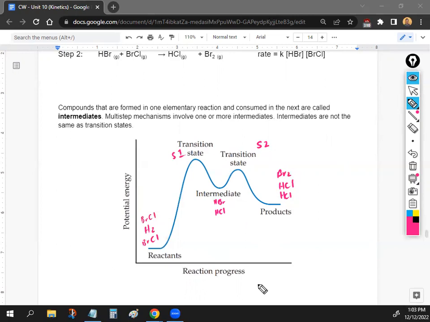Yes. It's not an intermediate because it ends up as a final product. I just put it here to show that this is what's formed in this intermediate step. But HCl itself is not an intermediate. So whatever is in the overall equation is not an intermediate. Yes, exactly. Each of these peaks tells you how many steps there are, because every time an elementary step takes place, it needs to overcome another energy barrier.